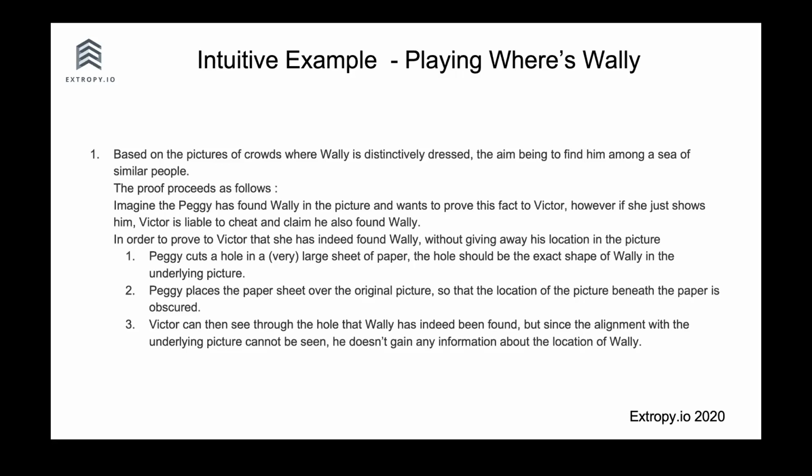But because he can't see where Wally is in the rest of the picture, he can't really see where the book is in relation to the rest of the piece of paper. He doesn't gain any other information about the picture. So that's a very intuitive idea of what a zero knowledge proof is like. We've proved that, or Peggy has proved that she knows where Wally is in the picture, but she's given away no other information.